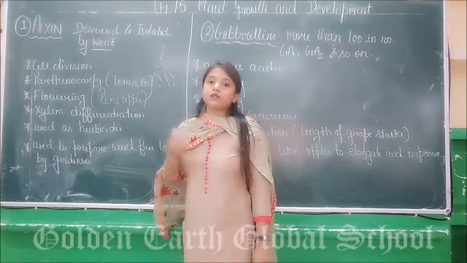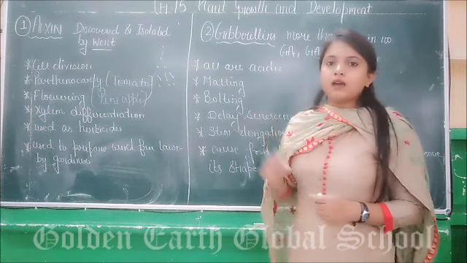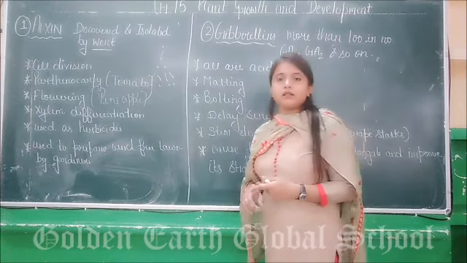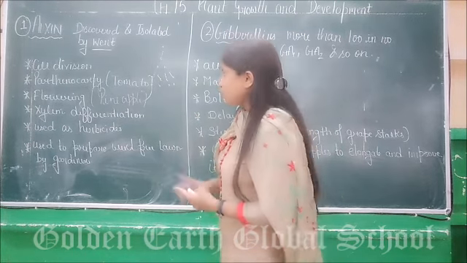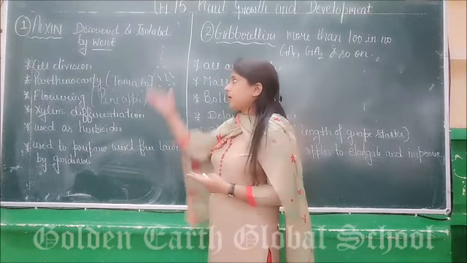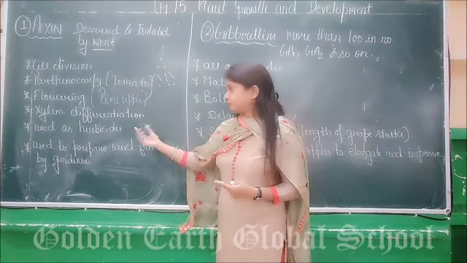Next one, xylem differentiation. We know that xylem is the conducting tissue which has 4 components: xylem vessel, xylem trachea, xylem parenchyma, xylem fibers. So that is known as differentiation, and this auxin is going to help xylem in the differentiation.